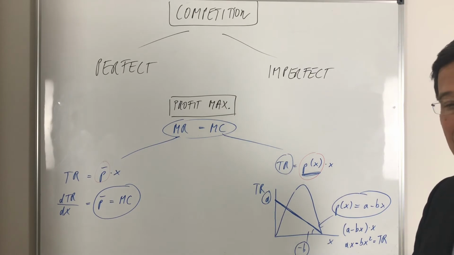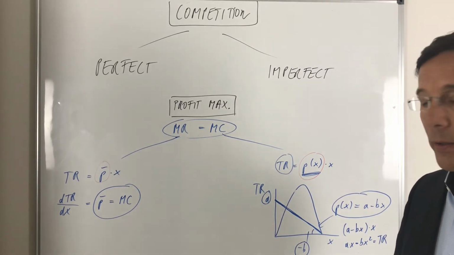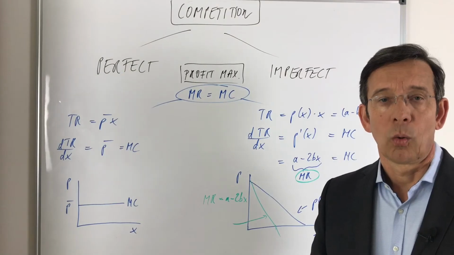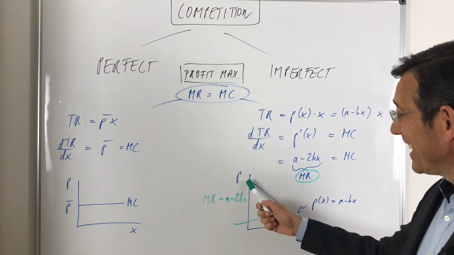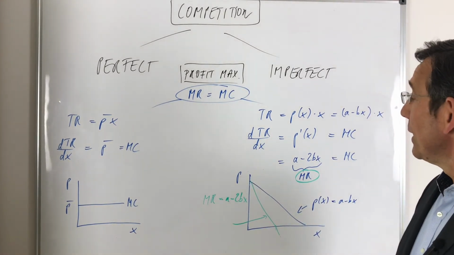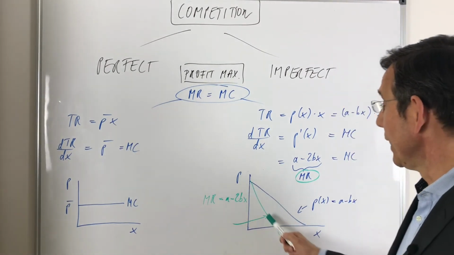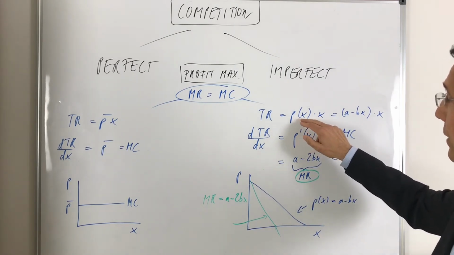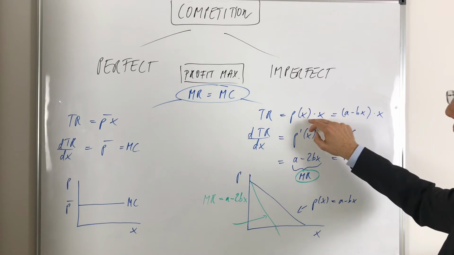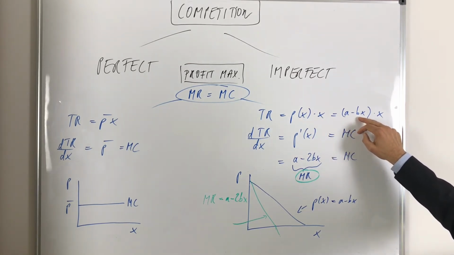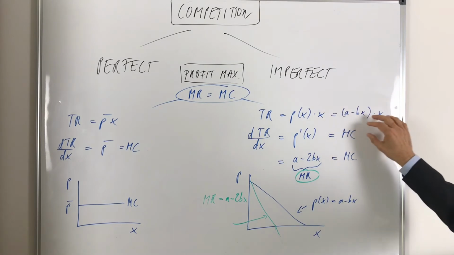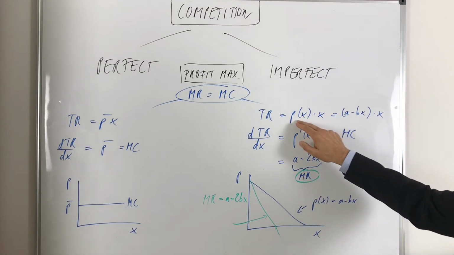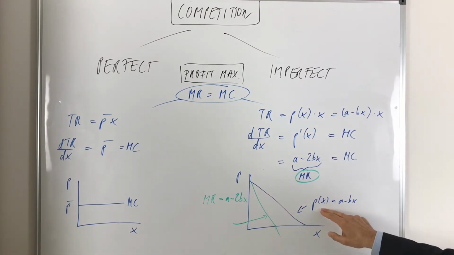But we are interested in the marginal revenue function, and how does the marginal revenue function look? Well, the marginal revenue function is the green line. And how do we derive the green line? Let's go back to the total revenue function, which is price of x times x, and price of x is a minus bx times x. So this gives us the total revenue function, and price of x here is the blue line. Price of x is a minus bx.